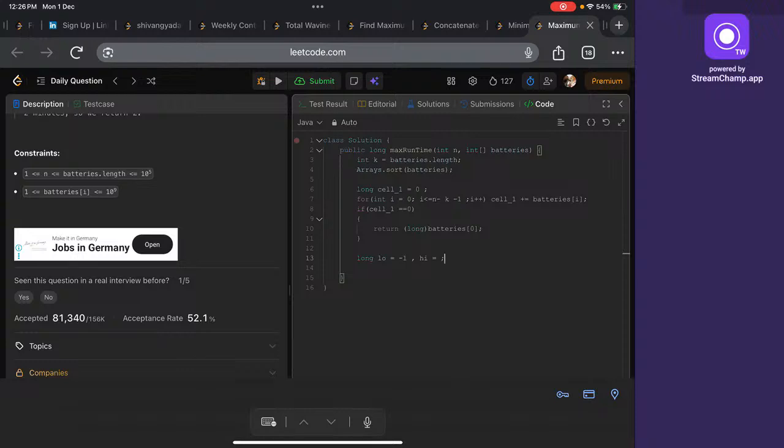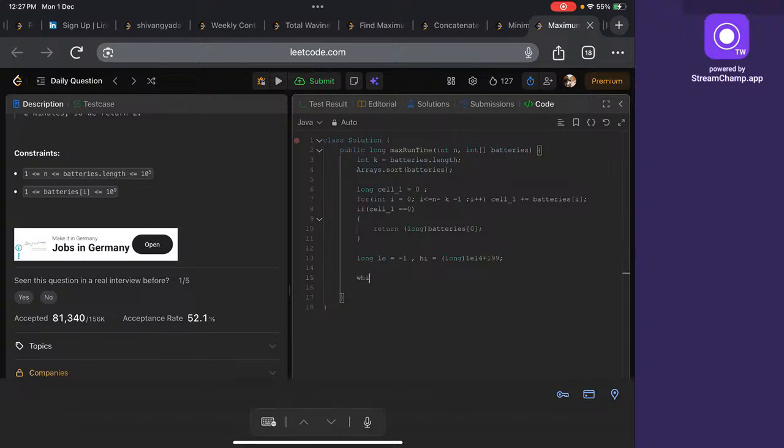To find the highest bound, we lower the n. It has only one cell, and we are given 10 to the power 9 batteries of length 10 to the power 5. That will give us 10 to the power 9 into 10 to the power 5, which results in 10 to the power 14. Yeah, 10 to the power 14, right? Long 1e14 plus some extra values 999.